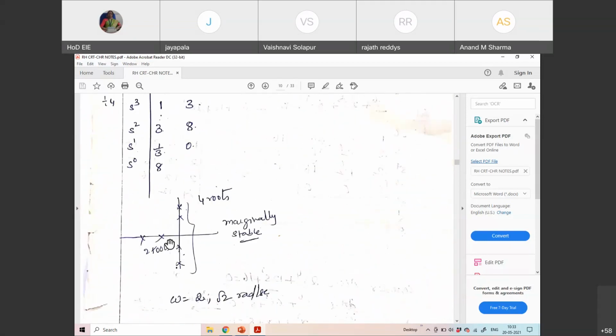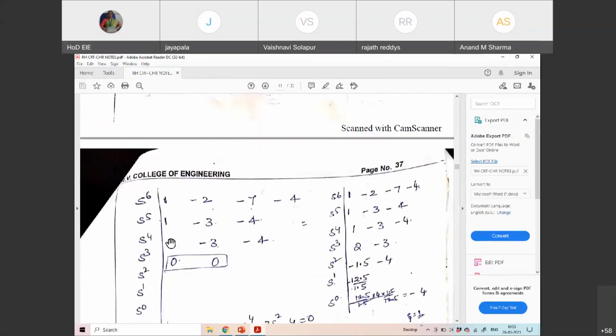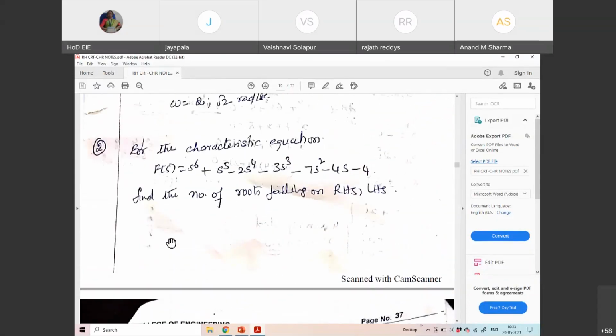For example, if I take you to some other problem to understand only this, there is some polynomial of order 6 having negative coefficients.